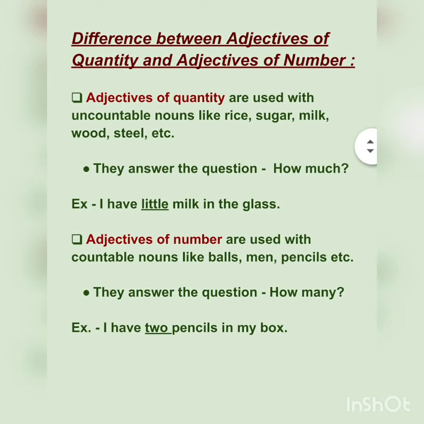For example, I have 2 pencils in my box. How many pencils are there in my box? 2. And the word pencil is countable. So the word 2 is also an adjective of number. So the main thing is the word which is used with a countable noun and gives us the answer of how many will be called an adjective of number, and the word which is used before an uncountable noun and gives the answer of how much will be considered an adjective of quantity.